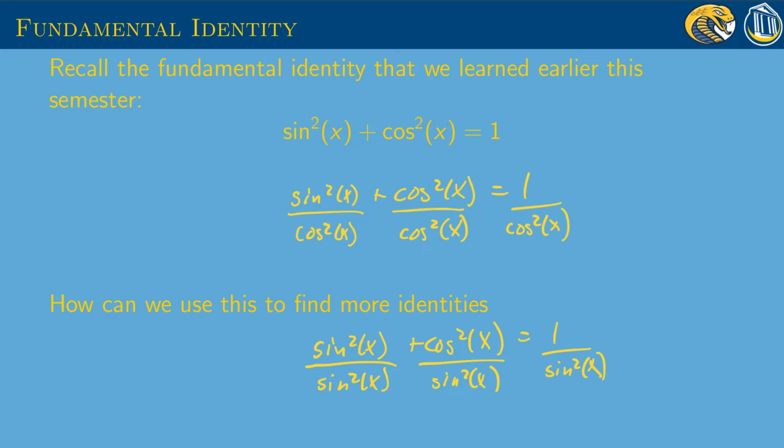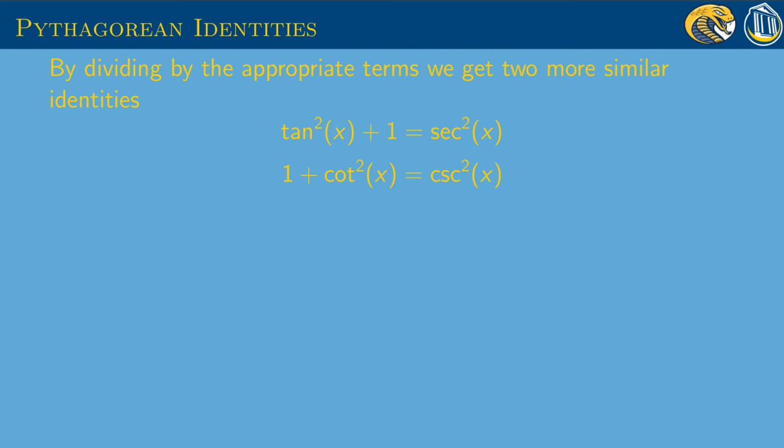Well, the first one, sine squared over cosine squared, that's just going to be tangent squared. Cosine squared over cosine squared is 1, and 1 over cosine squared will be secant squared, and that's our second Pythagorean identity. Tangent squared plus 1 equals secant squared.